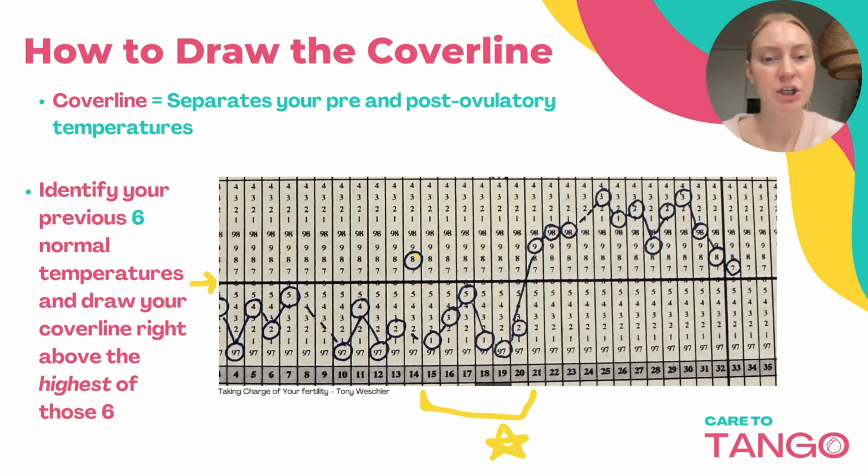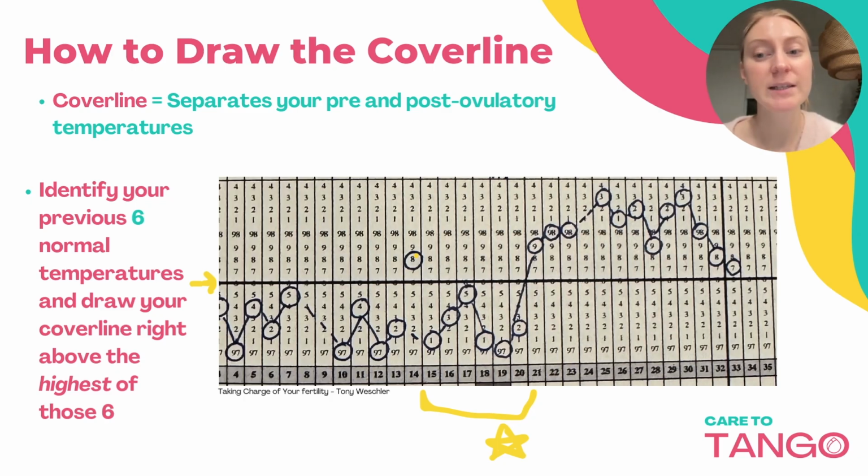Once you have your temperatures, and once you notice that increase in temperature for 3 days, that would be day 21, 22, and 23, this is how to draw your cover line. Your cover line is separating your pre and post ovulatory temperatures. Once we notice an increase in temperature, we identify the previous 6 normal temperatures and draw the cover line right above the highest of those 6. You can see how the highest of the previous temperatures was 97.5, so we're going to draw our line right above that. And you only do this once you get 3 raised temperatures.